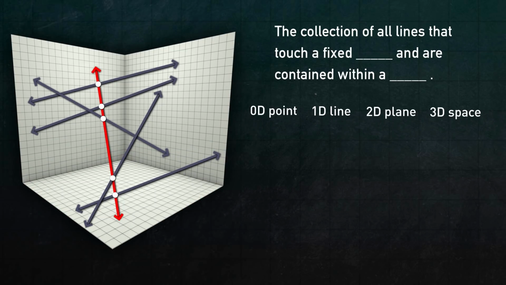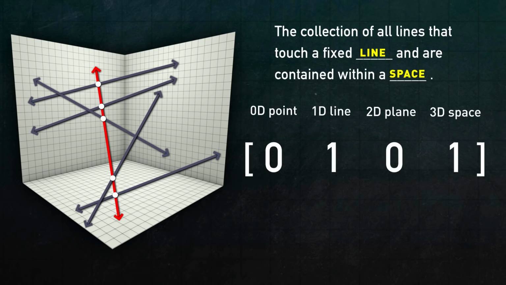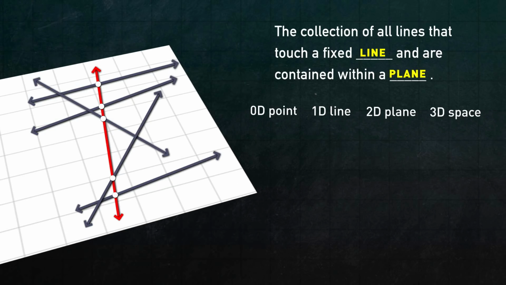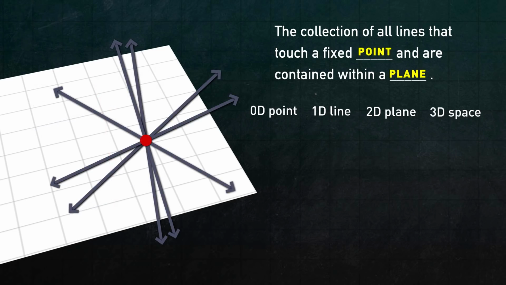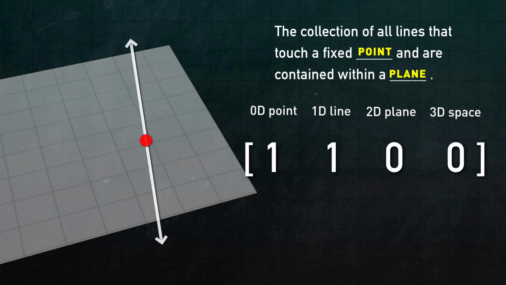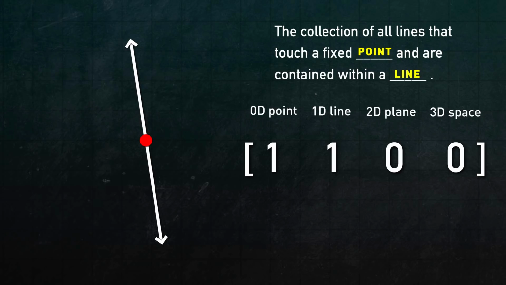This is the collection of all lines that touch a fixed line and are contained within 3D space. So it's 0, 1, 0, 1. If all the lines were contained in a plane, like this, we'd move the second one forward, so it's 0, 1, 1, 0. This is the collection of all lines that touch a fixed point and are contained within a plane, so it's 1, 0, 1, 0. What does 1, 1, 0, 0 indicate? It's all the lines that touch a fixed point and are contained within a line. But there's only one line contained within a line, so the collection has size 1.